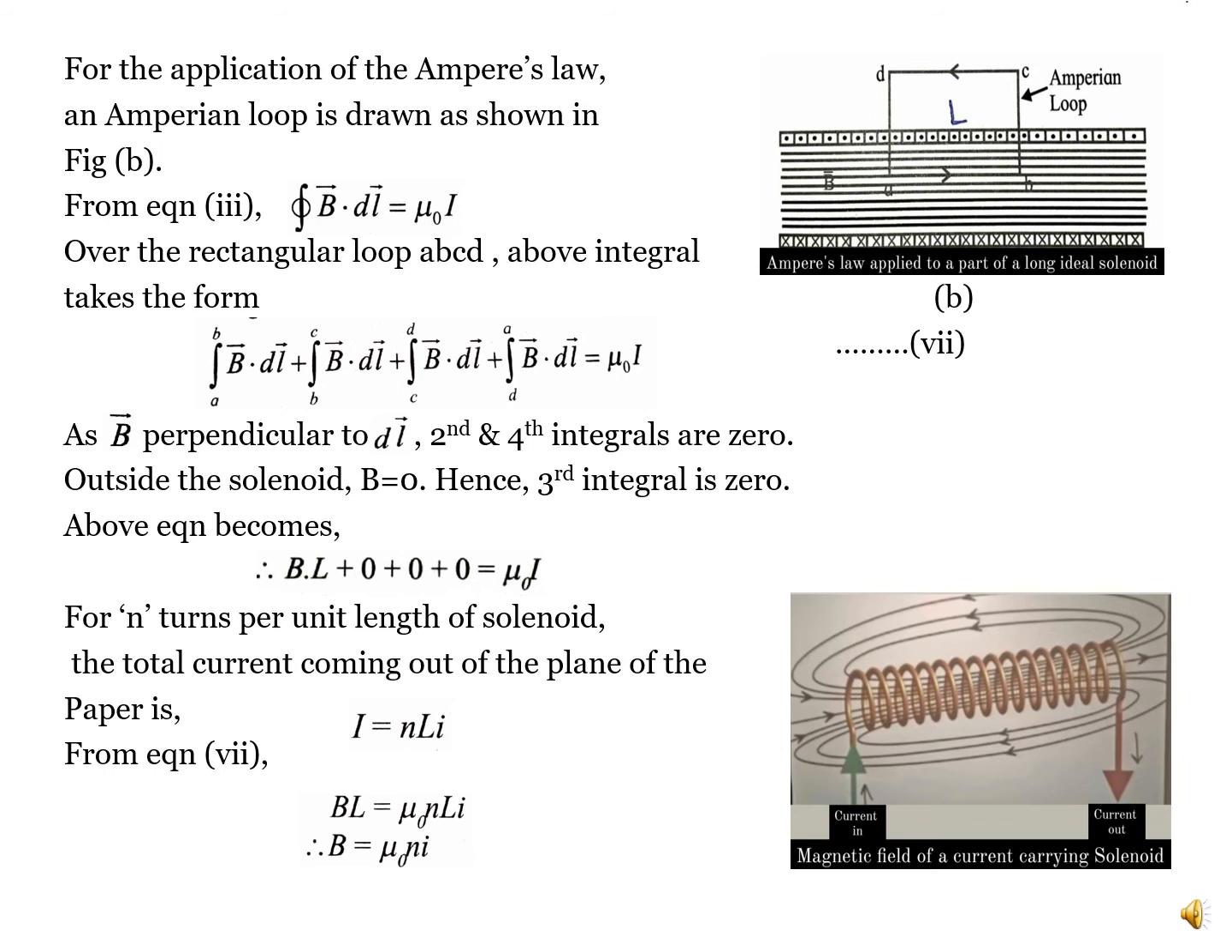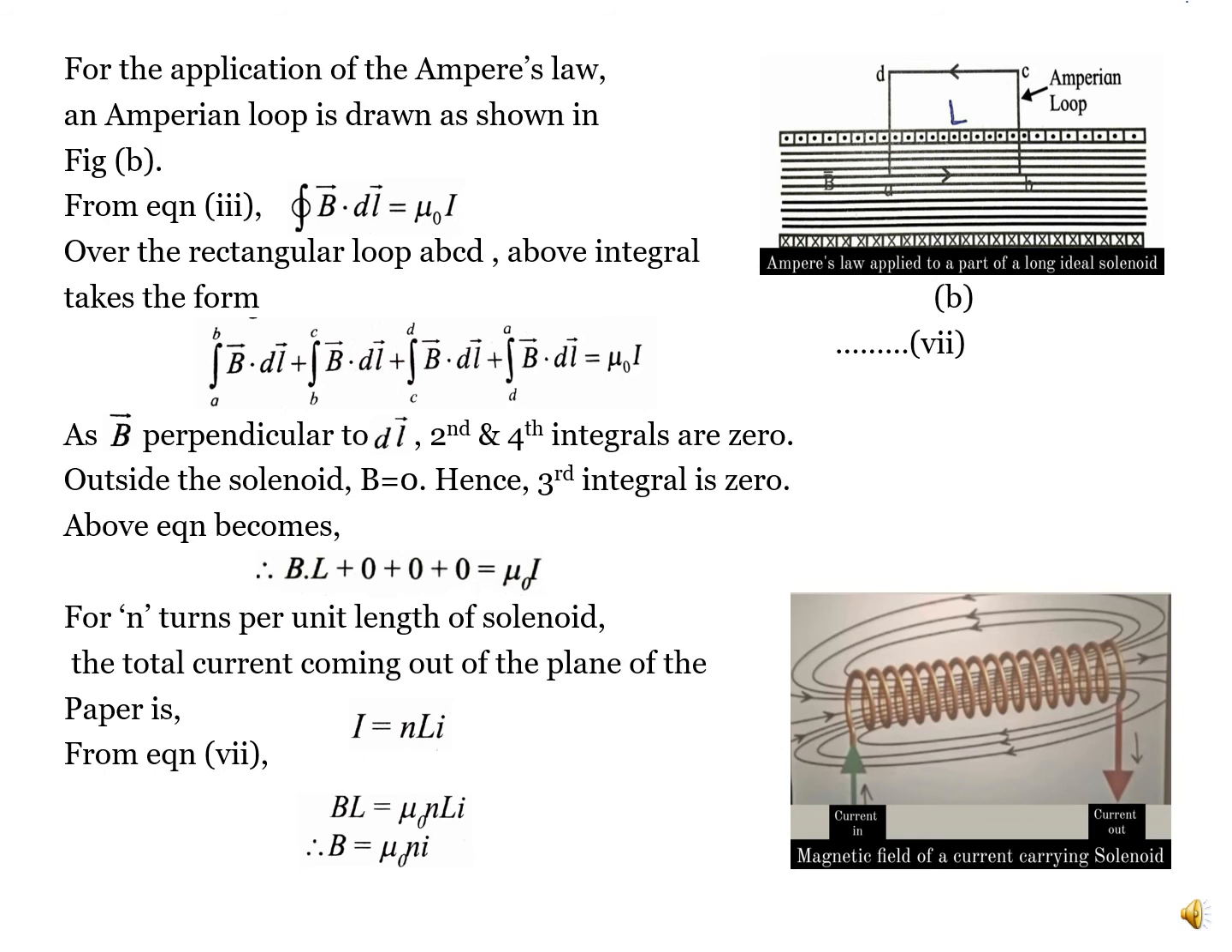Over the rectangular loop ABCD, the above integral takes the form: integration from A to B of B⃗·dl⃗, plus integration from B to C of B⃗·dl⃗, plus integration from C to D of B⃗·dl⃗, plus integration from D to A of B⃗·dl⃗, equals μ0 I. In this equation, I is the net current encircled by the loop.